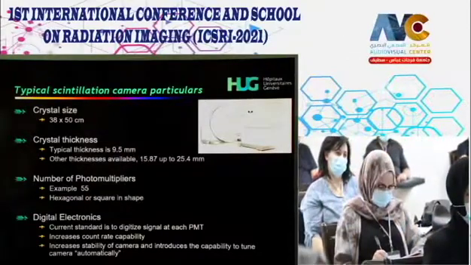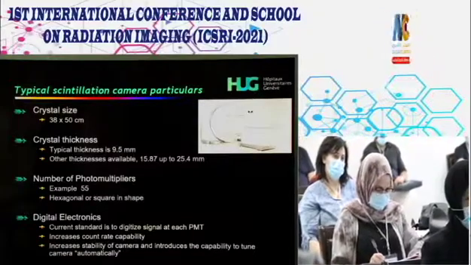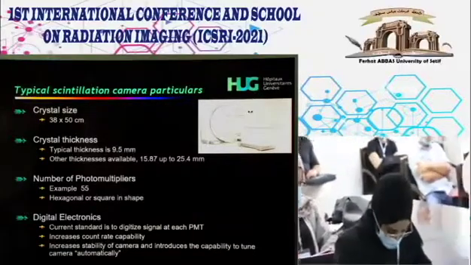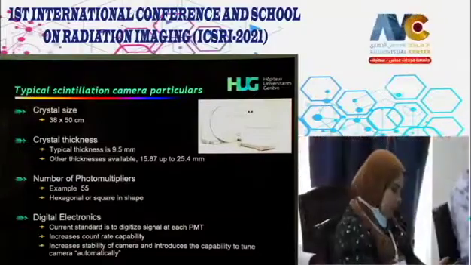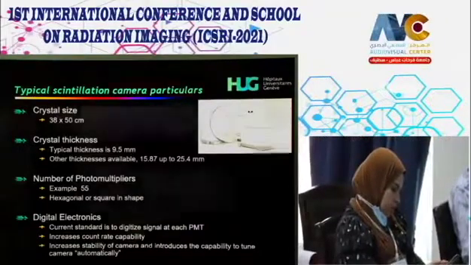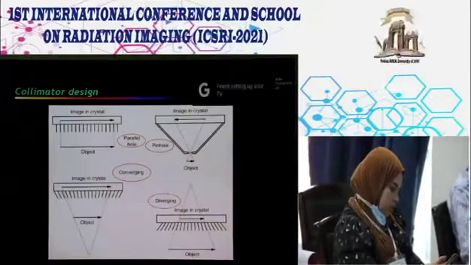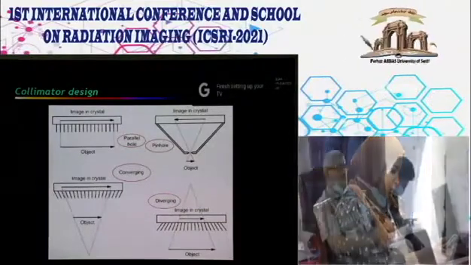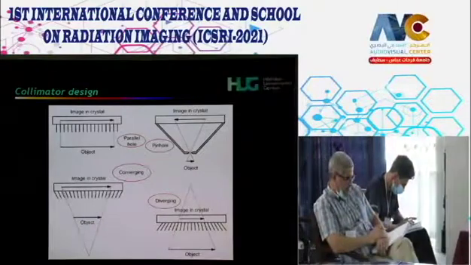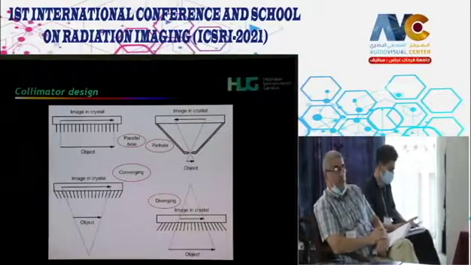And then you've got a certain number of photomultipliers. These are just some figures that I got from the literature. The standard now is really to use digital electronics to digitize the signal and to process it to produce the image. So the collimator is really the fundamental toolkit that we use for planar scintigraphy.